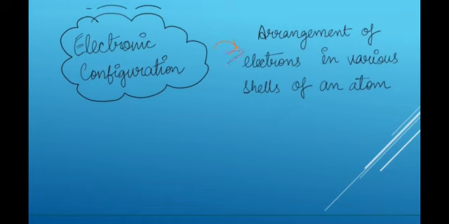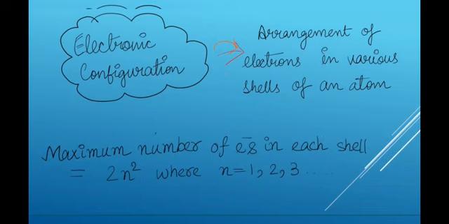Now, how will we arrange them? That has got a formula. 2n square is the formula provided to get the maximum number of electrons present in each shell. Suppose in one room only 4 people can stay. Similarly, the first shell has value 1, the second shell has value 2, and so on. The first shell will have 2 electrons, 2 into 1 square, 2. The second shell, 2 into 2 square, that is 8. Third shell, 2 into 3 square, 18, and so on. This is how we can arrange the electrons in an atom.